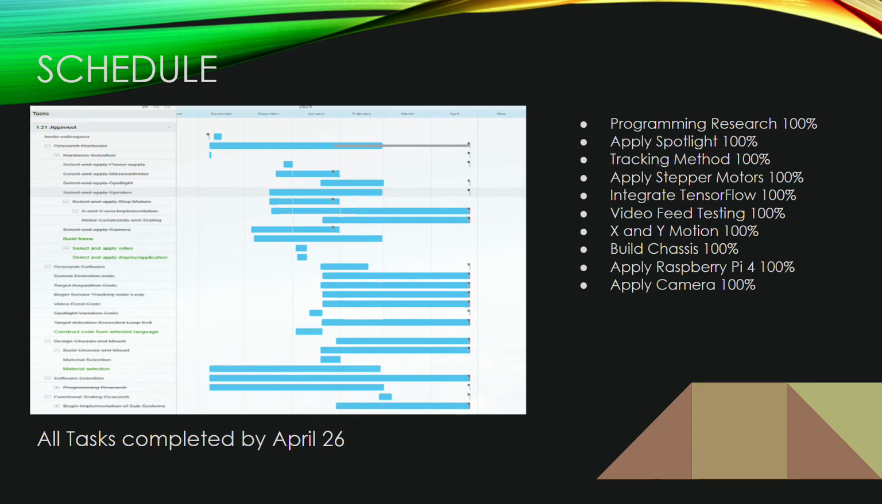As far as the schedule, we made all our deadlines. We actually completed every component on the 23rd of April, 2021.